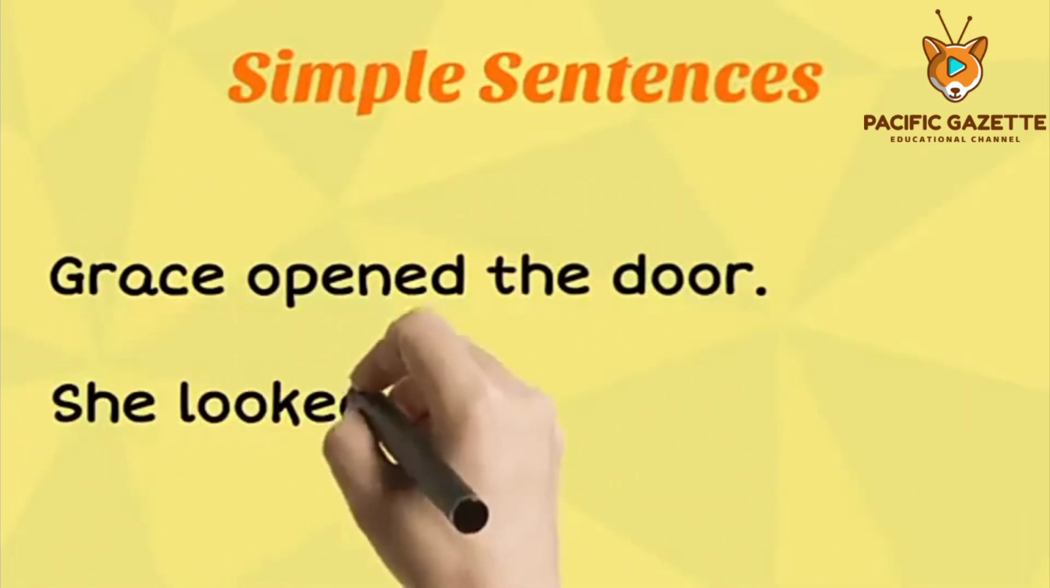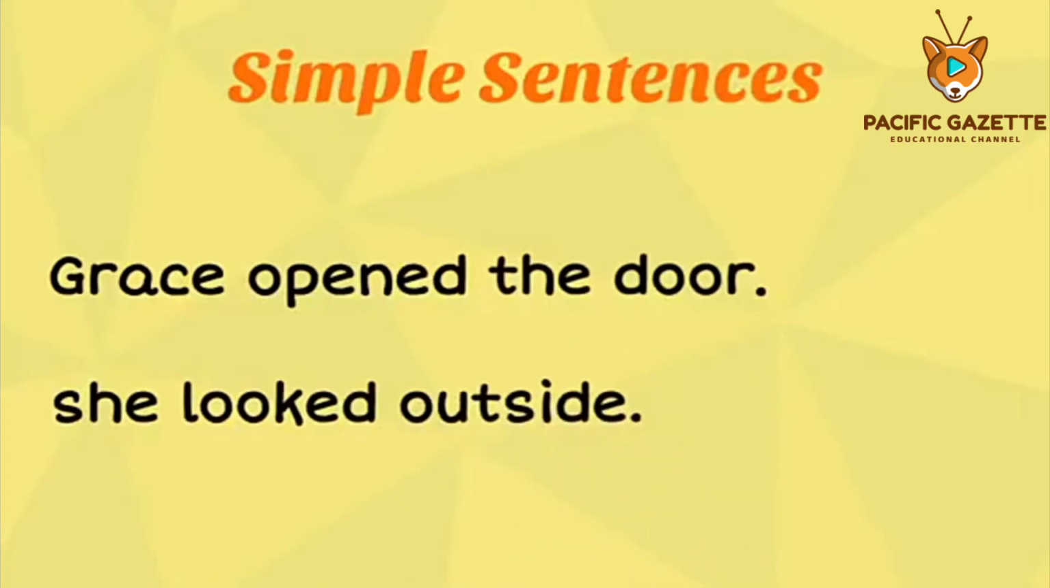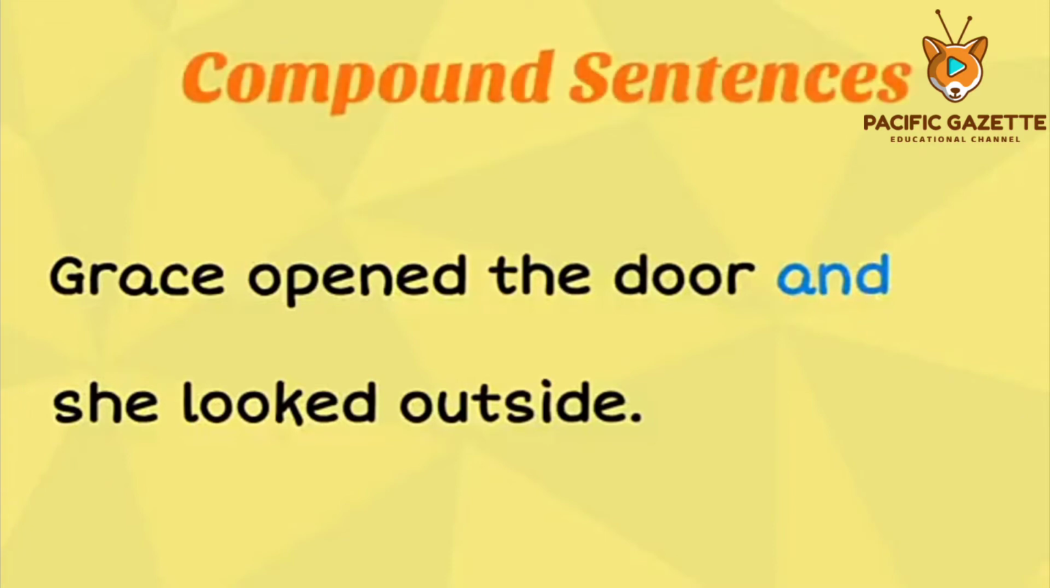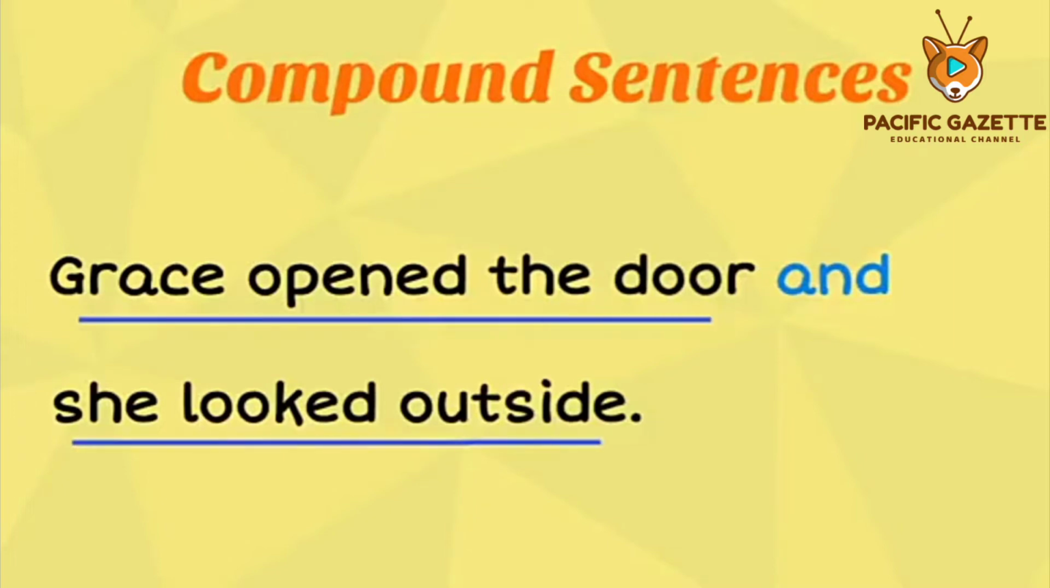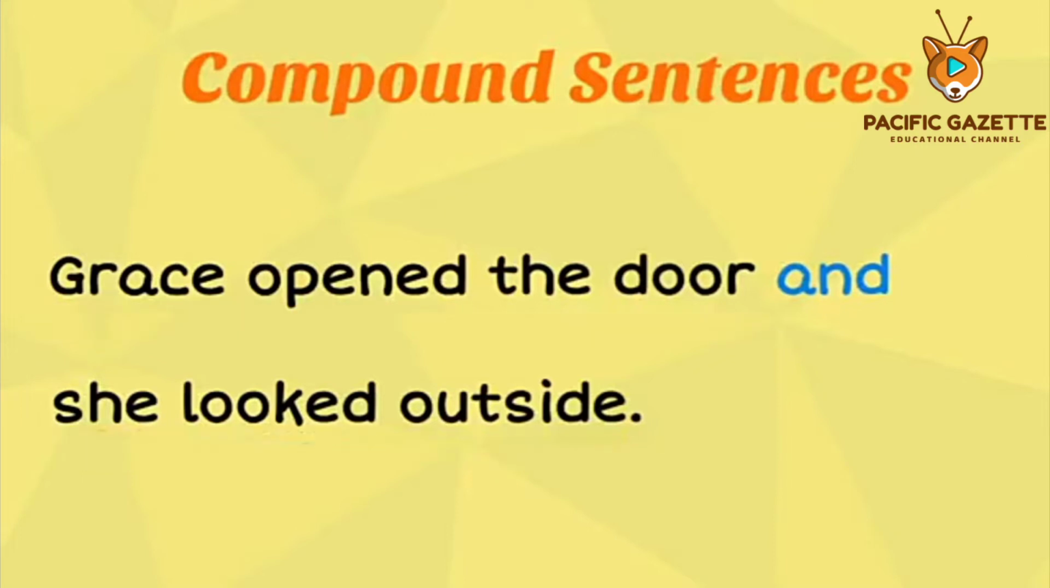Grace opened the door. She looked outside. What coordinating conjunction can we use to connect these two sentences? Very good. And. The coordinating conjunction and makes the two simple sentences become a compound sentence. We already have two independent clauses. Grace opened the door and she looked outside. Grace and she, subjects; opened and looked, verbs.